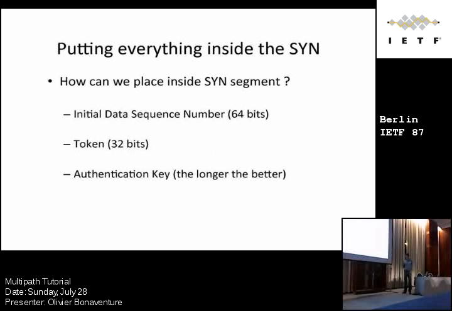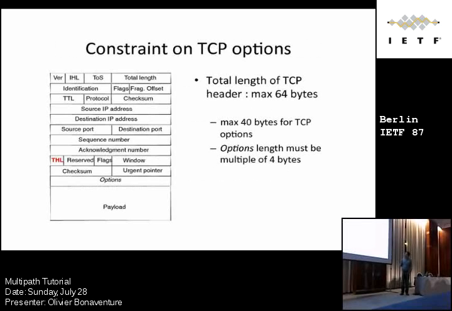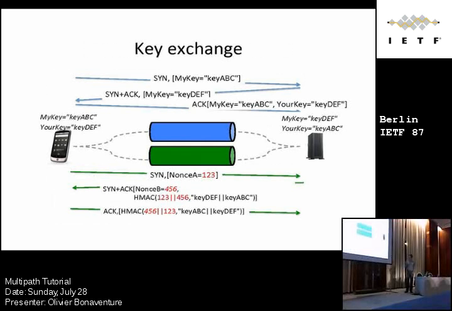So one issue we had with Multipath TCP is that inside the Multipath TCP option, you have to put an initial data sequence number, a token, and a key to do authentication. And this information had to be placed inside 20 bytes, because the maximum size of the TCP options is 40 bytes. And if you look at the deployed TCP options, we already consume 20 bytes inside the SYN segment. So how does it work?